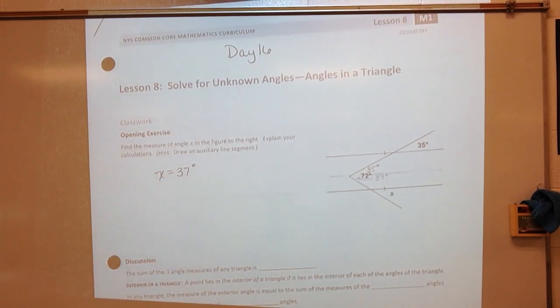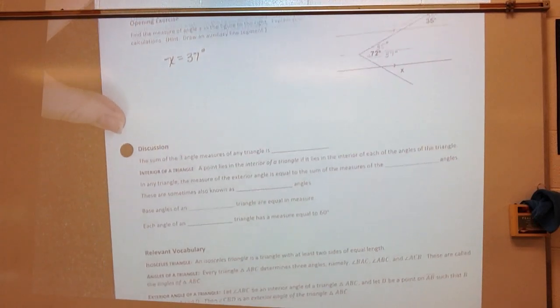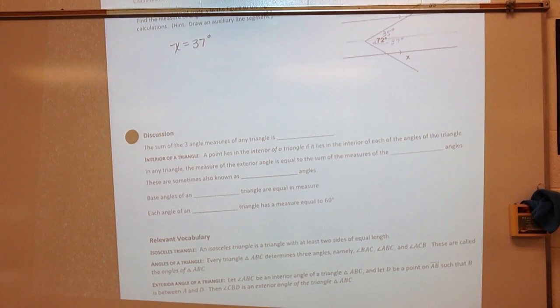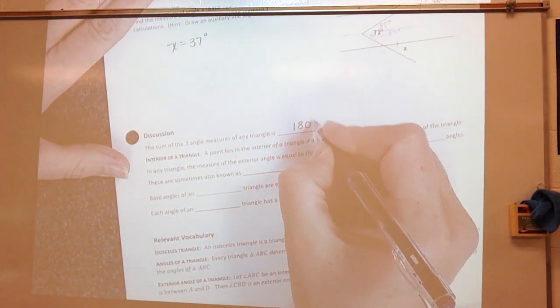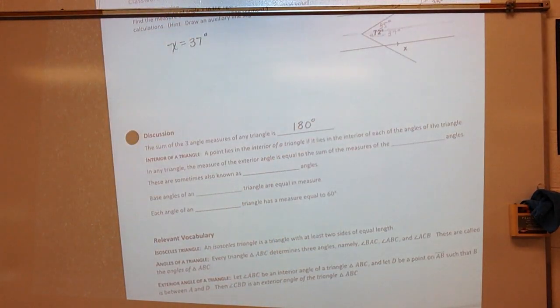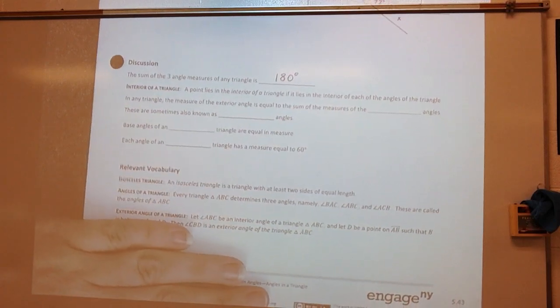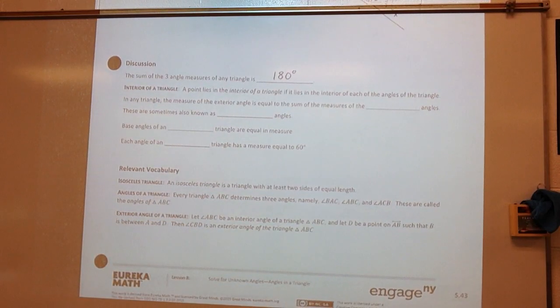All right. Review facts about angles and triangles. So we're going to do a little bit of discussion and fill in the blank here. The sum of the three angle measures of a triangle is what? 180 degrees. All three angles in a triangle add up to be 180 degrees. Blank: a point lies in the interior of a triangle if it lies in the interior of each of the angles of a triangle. That is the interior of a triangle.